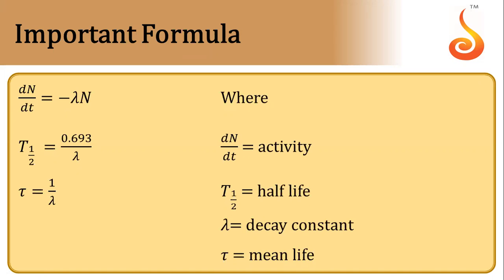There are some important formulas which we derived in the last lecture. That is dN by dt. So minus dN by dt is the rate of disintegration. dN by dt is also known as activity.